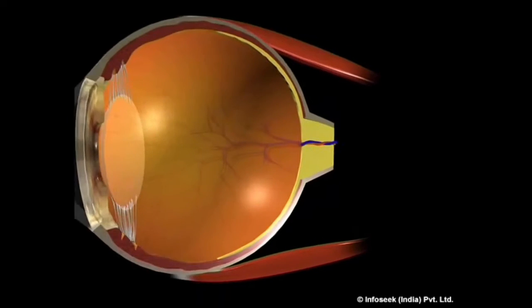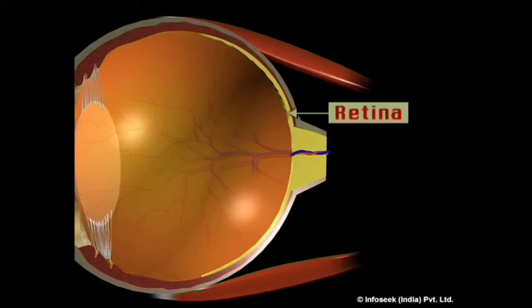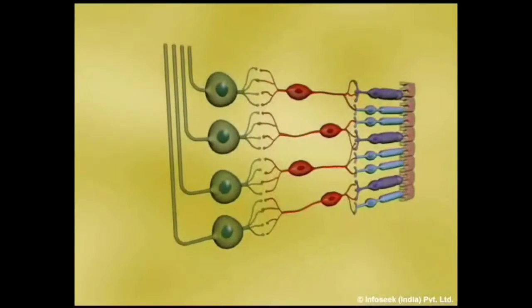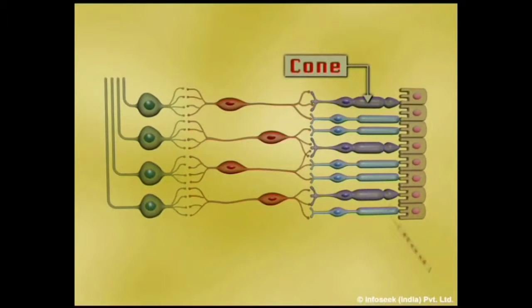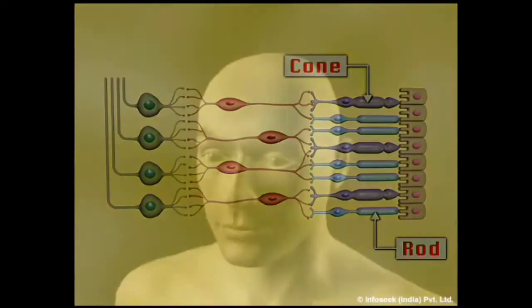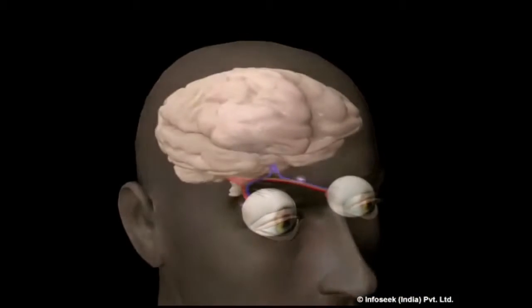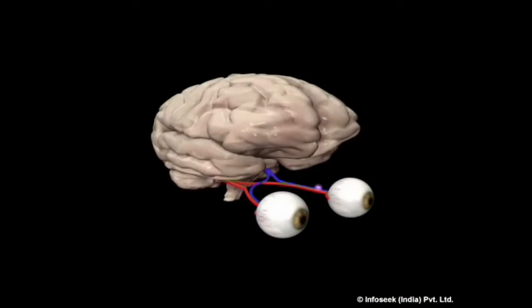The inner surface of the eye, known as the retina, contains the rods and cones which serve to detect the incoming light. These rods and cones send nerve impulses via the optic nerve to the brain. It is in the brain that the image is corrected and perceived.